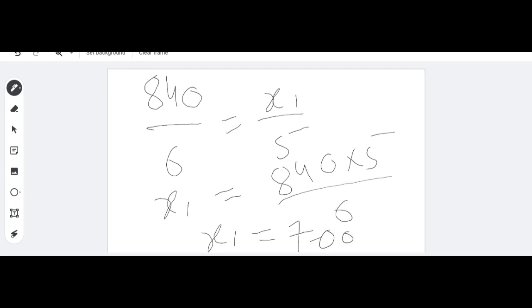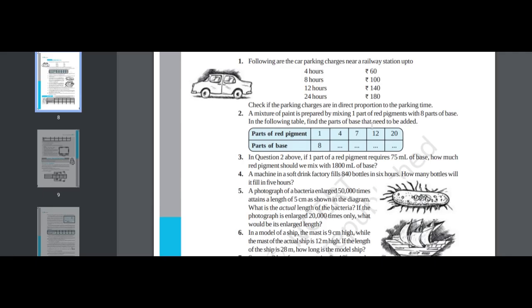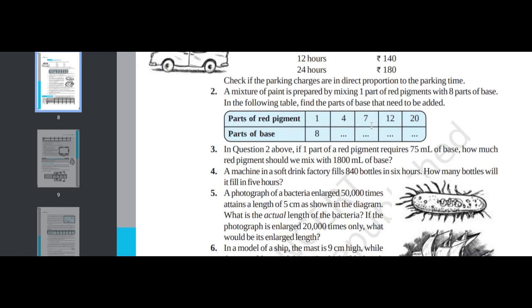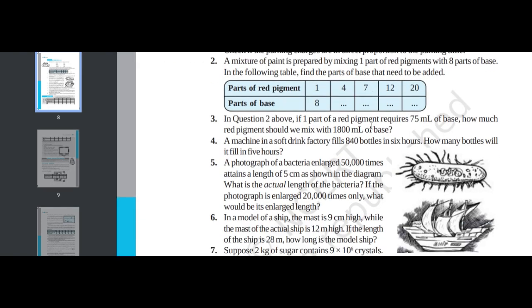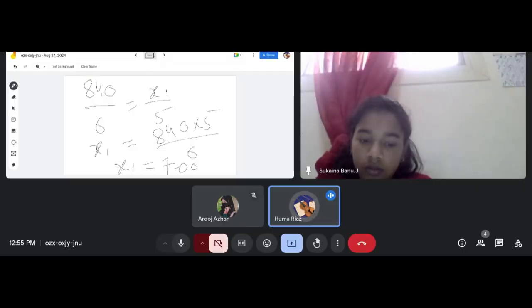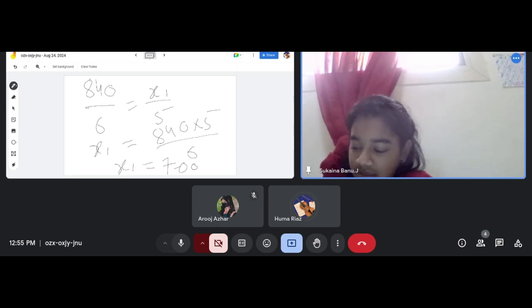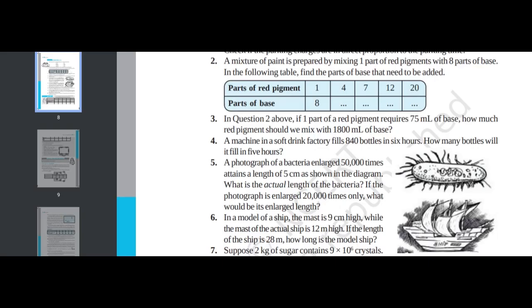Understood? Yes. Any confusion? Any question? No, ma'am. Okay, it seems like you are getting the idea and understanding of direct and inverse proportionality. I think it's no longer a difficult chapter for you. Very good. So what does it say in question number 5? Can you read that?